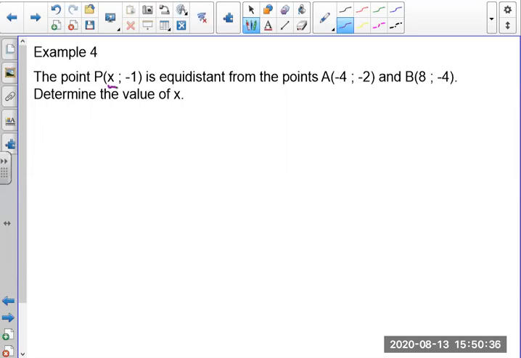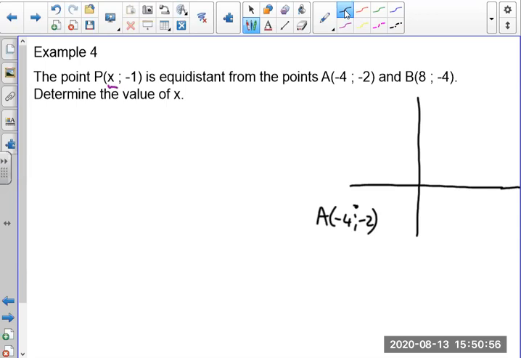Now, let me just show you what this means. There's your set of axes. A is the point -4, -2, so it's more or less here. So say that's the point A, -4, -2. B is the point 8 and -4, so that's more or less about there. So this is the point B, 8 and -4.